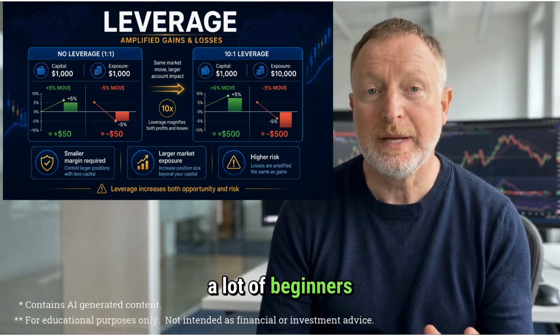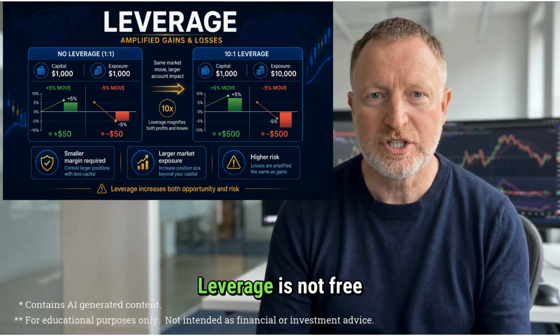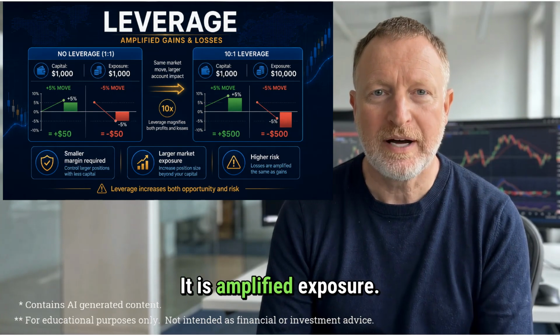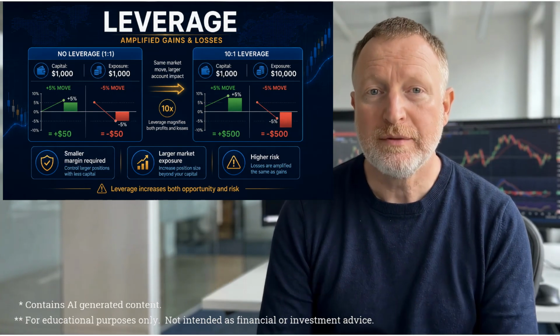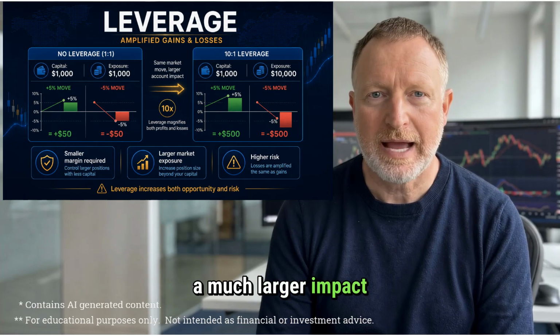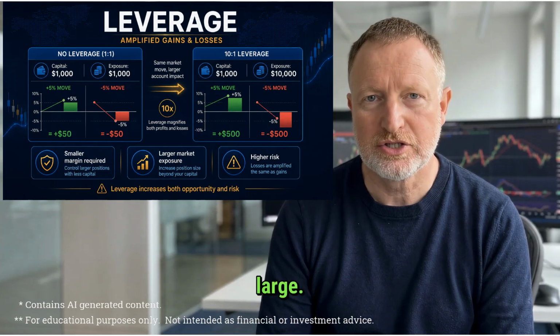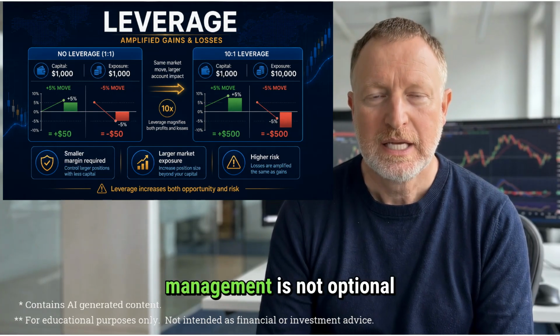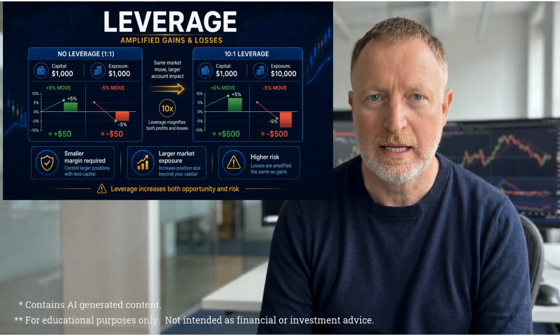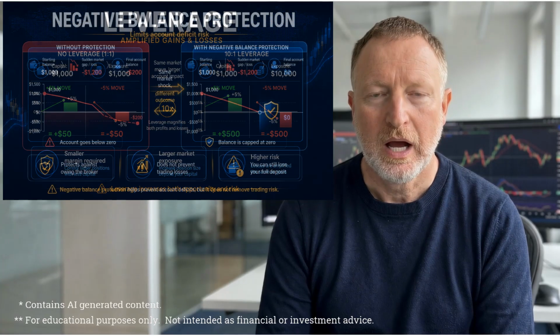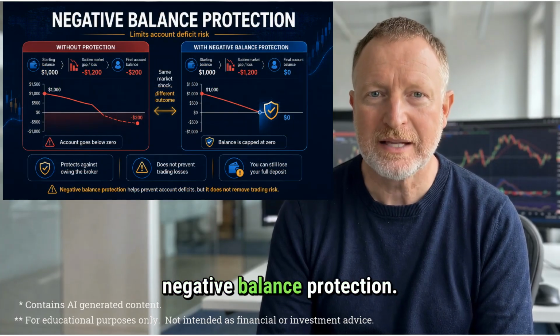And this is where a lot of beginners get into trouble. Leverage is not free money, it is amplified exposure. A small move in the market can have a much larger impact on your account than expected, especially if your position size is too large. That is why risk management is not optional in CFD trading. It is the foundation.